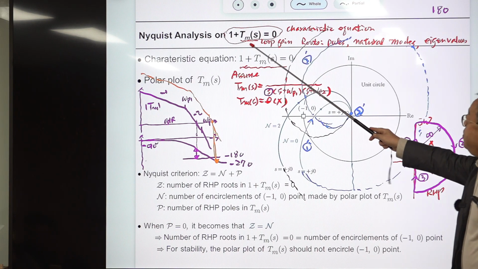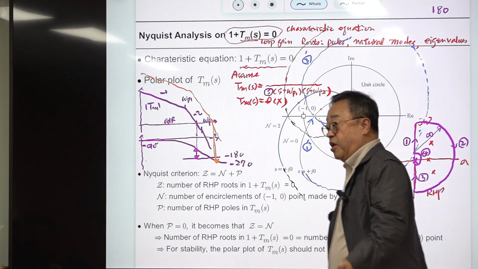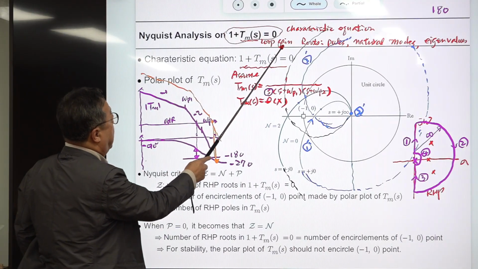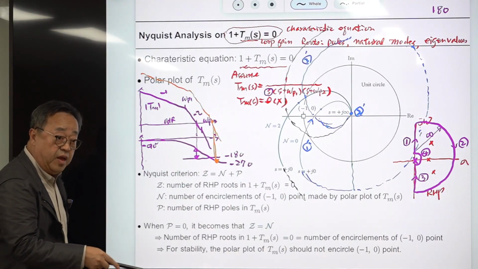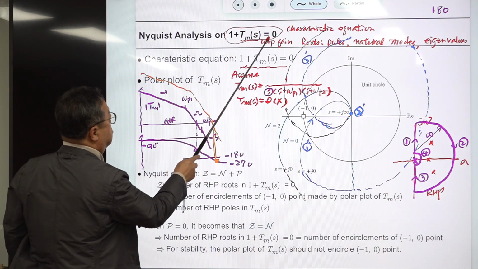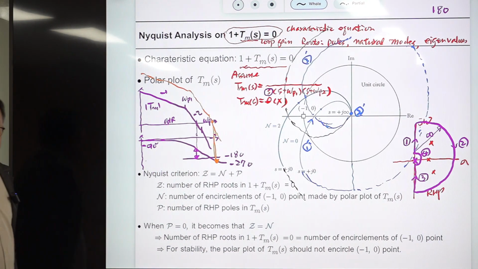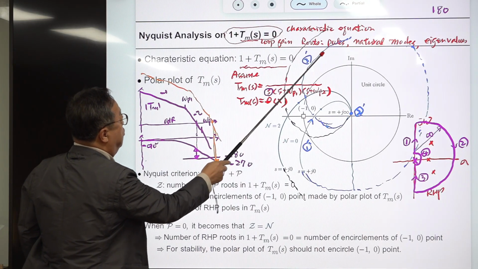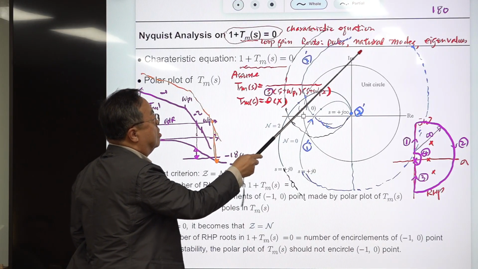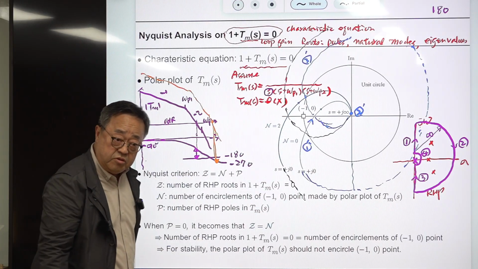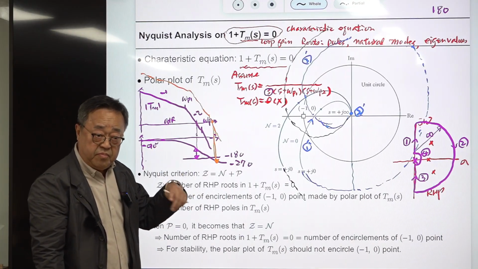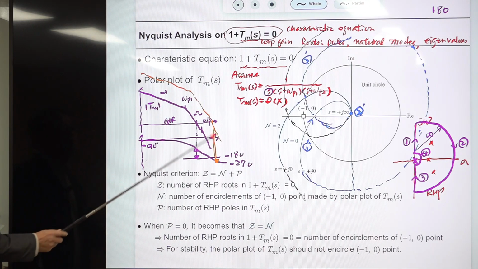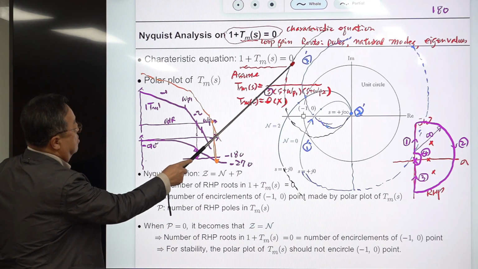So in this equation, T(s) actually can be any equation, but in this case we assume this is a loop gain of some feedback system, and 1 plus T(s) equals 0 is called the characteristic equation. The roots of this characteristic equation are called system poles, natural modes, or eigenvalues. They are the same terminology, okay, for different implications. All right. So the characteristic equation is this one.